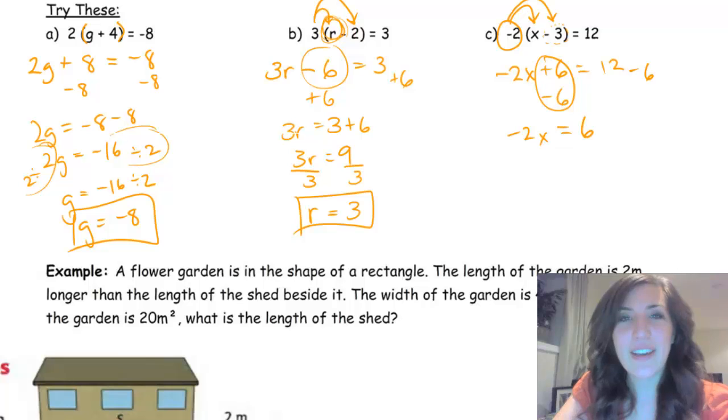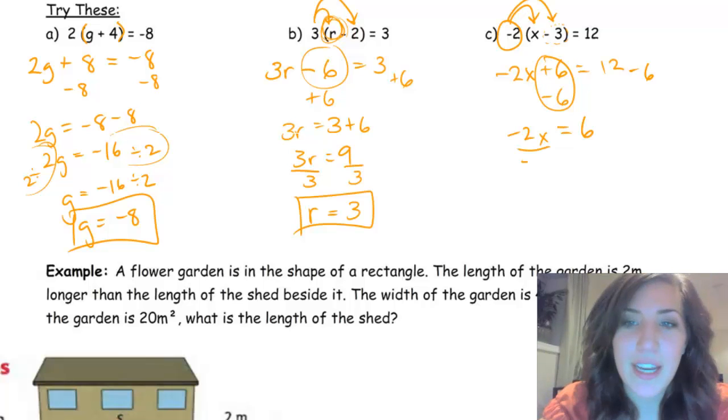All right, now to get rid of that negative 2, let's divide both sides by negative 2. And negative 2 divided by negative 2 is 1x. 6 divided by negative 2 is negative 3.